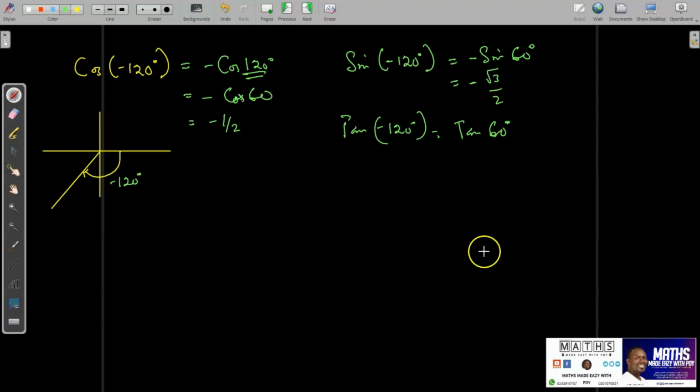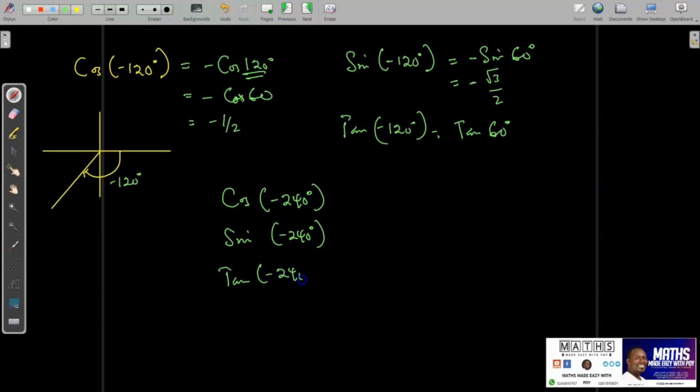Okay, so now let us move on to the next. I'm looking at getting, let's say, cos of negative 240 degrees. Then we have sine of negative 240 degrees. Then we have tan of negative 240 degrees. Now, negative 240 degrees, when you make a sketch of it, which quadrant will it find itself in?